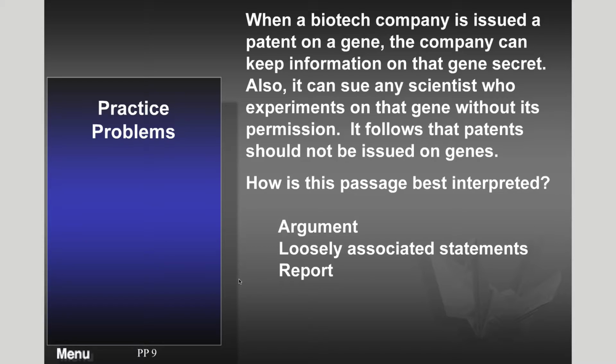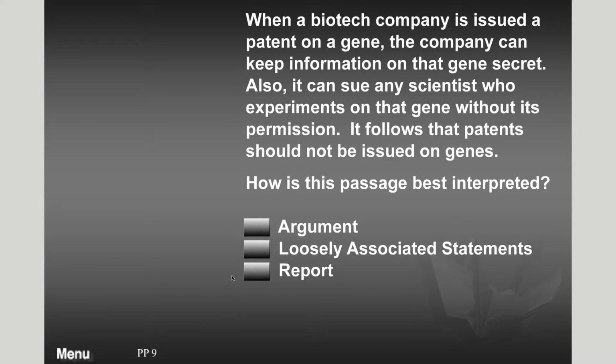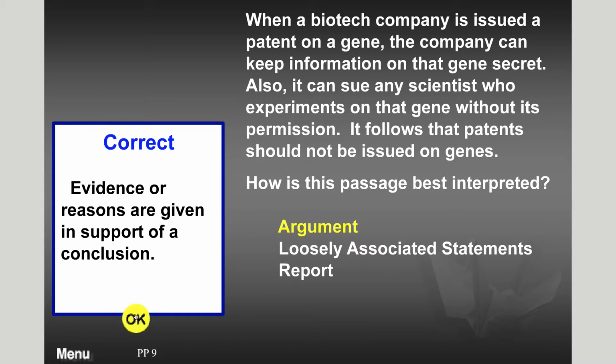So here's another practice problem. When a biotech company is issued a patent on a gene, the company can keep information on that gene secret. Also, it can sue any scientist who experiments on that gene without its permission. It follows that, right? We've seen that terminology before from 1.1, right? A conclusion indicator. Patents should not be issued on genes. So is this inferential? Yes, it is. One leads to the other, leads to the conclusion. So it is not a loosely associated statement, and it's certainly not simply a report, but rather is an argument. Right? Evidence or reasons are given in support of a conclusion.